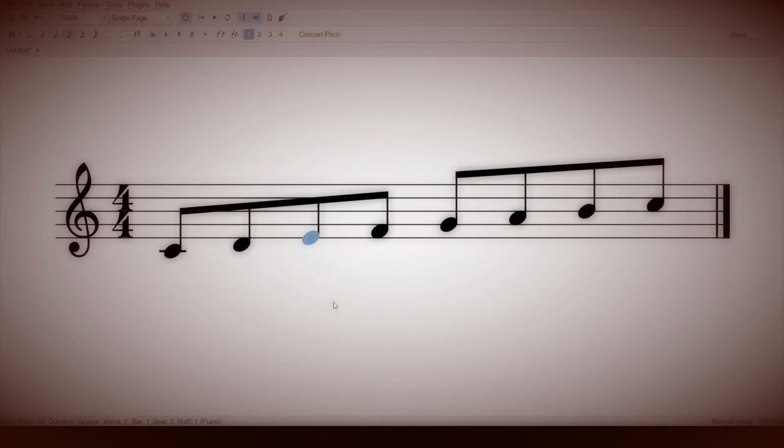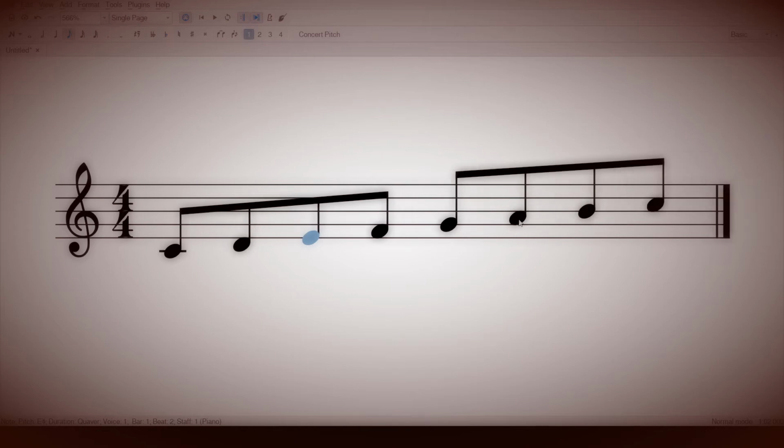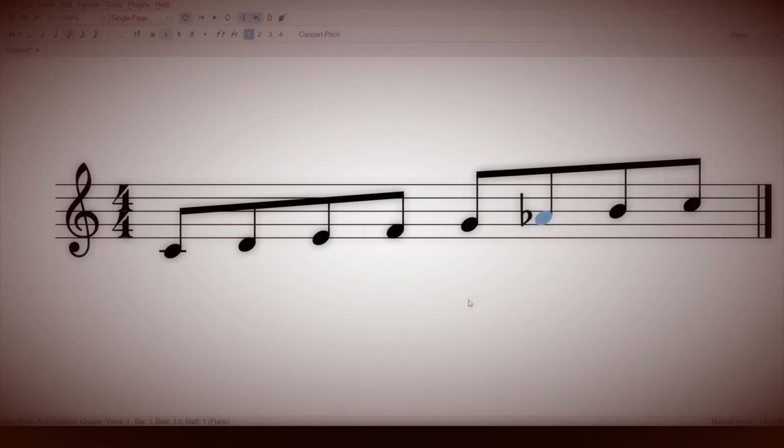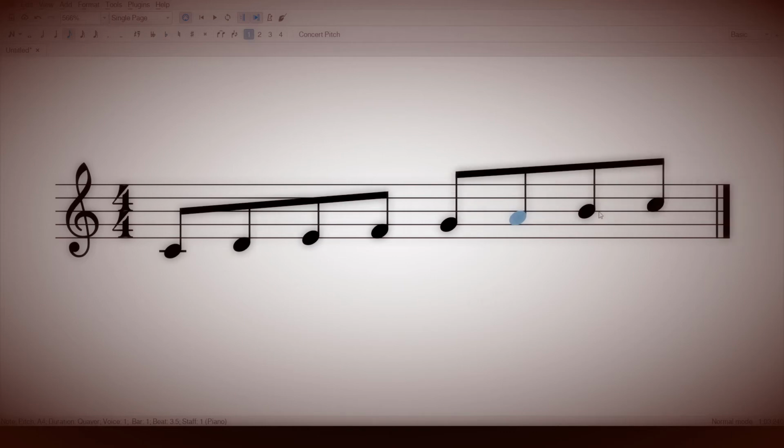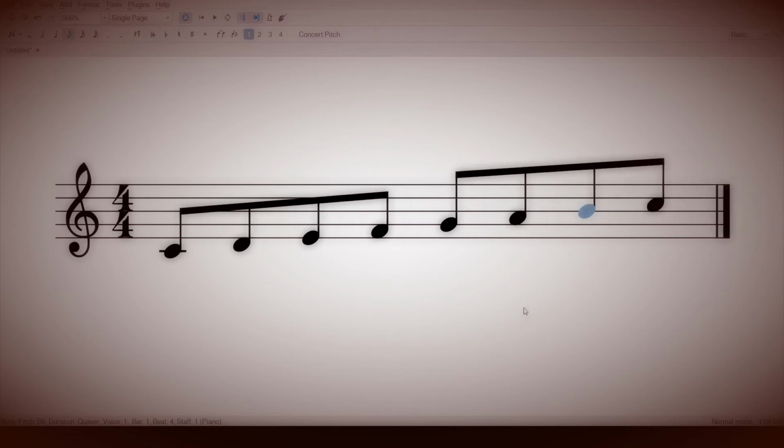If we look at the E here, if we flatten that a semitone, that becomes the minor third, and it's only 3 semitones instead of the 4 it was for the major. We do the same thing for the 6th. This becomes a minor 6th. For the 7th, it becomes a minor 7th. So just any of the major intervals, if you reduce them by a semitone, they become the minor equivalent.